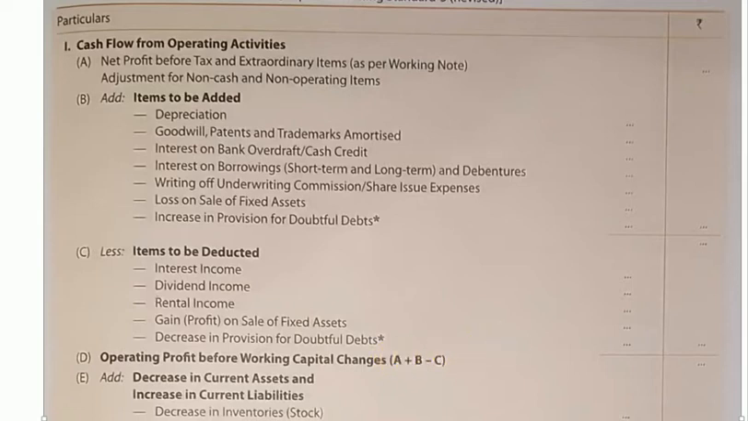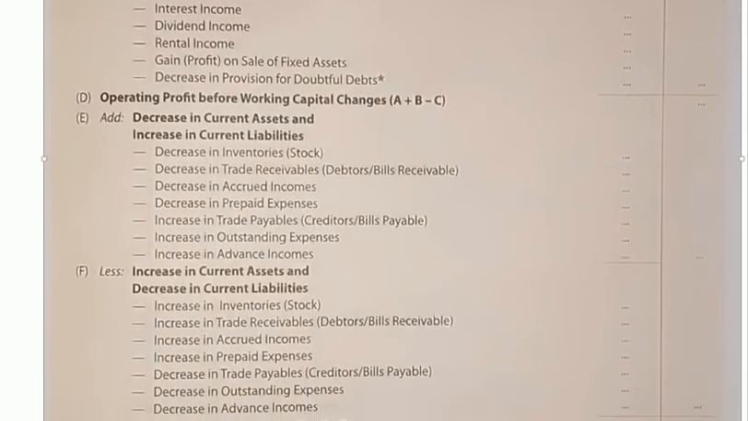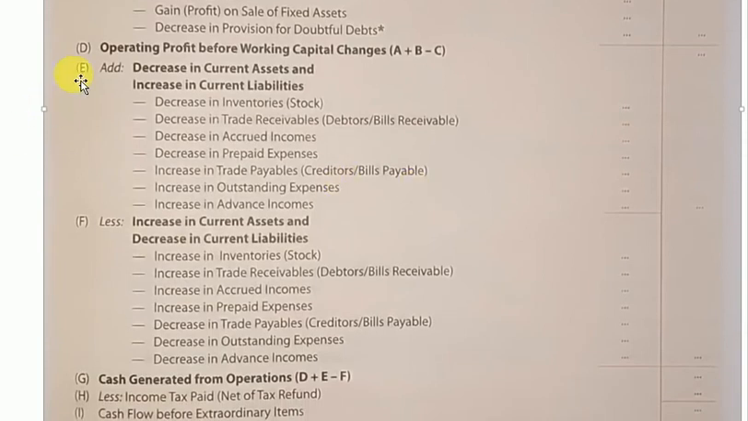Now comes the working for current assets and current liabilities. So if you see here, point number E, it says add. Now what is needed to be added? Any decrease in current assets or increase in current liability. How do we come to know increase and decrease? You have to compare the previous year amount of current assets and current liability with the current year. If current year there is an increase, that means current year minus previous year is the formula. If that is coming positive, that means it is an increase. So increase in current liability is to be added and decrease in current assets is to be added.